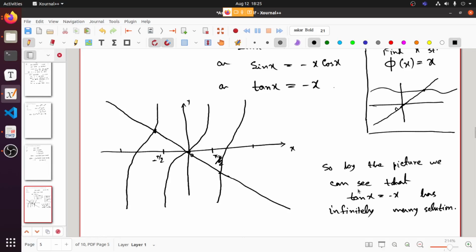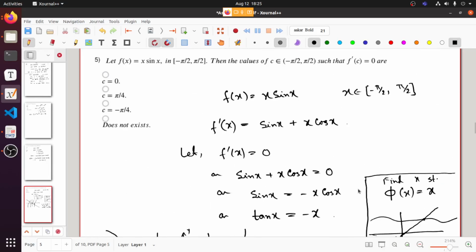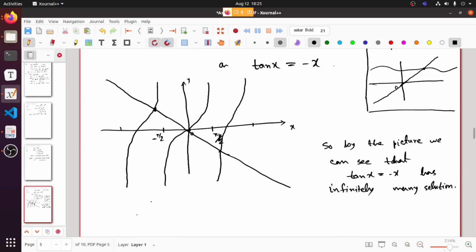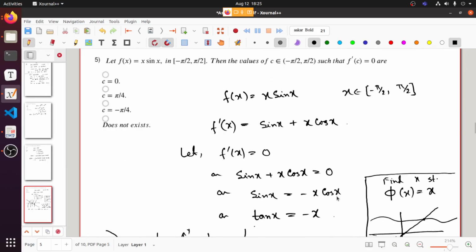Now it has infinitely many solutions, so among the options you have to find which answer will be correct. You can see that x equals 0 is also a solution, because if we put 0 here, tan 0 will be 0 and minus 0 is 0. So x equals 0 is a solution for tan x equals minus x, right? So at the point 0 it will cut, so c equals 0 will be one option.